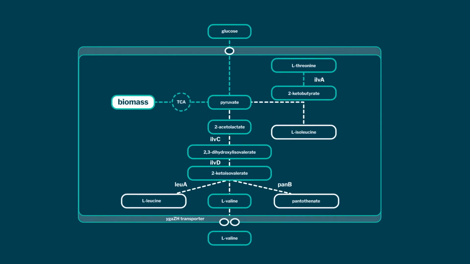Next, we'll simulate the removal of competing pathways for leucine, isoleucine, and pantothenate production by setting the bounds of the highlighted reactions to 0 using the method shown previously. This should channel all of the flux from 2-keto isovalerate through to valine. The biomass flux drops to near 0.